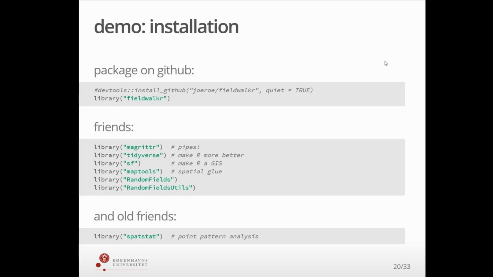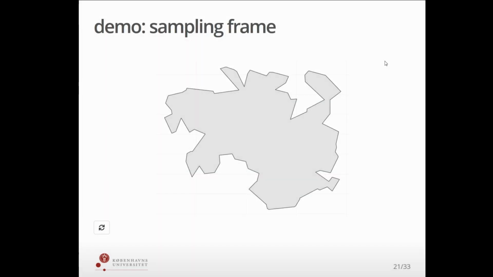It's currently on GitHub. It's not on CRAN yet. Hope to get there soon. A couple of the main dependencies are the tidyverse, the SF package for updated spatial analysis in R, and also this random fields package is also very good for working with field data and modeling fields. I say an old friend with SpatStat is actually quite key to the package, but I personally think it's showing its age, and there are some difficulties getting it to work with these other paradigms.